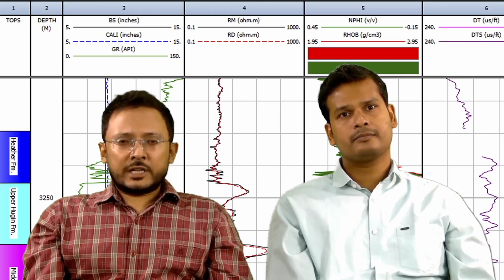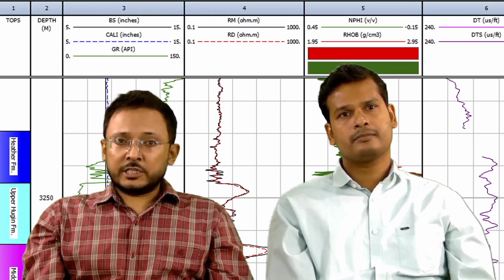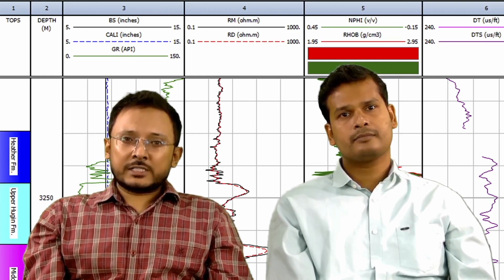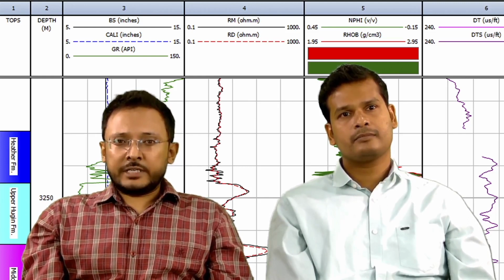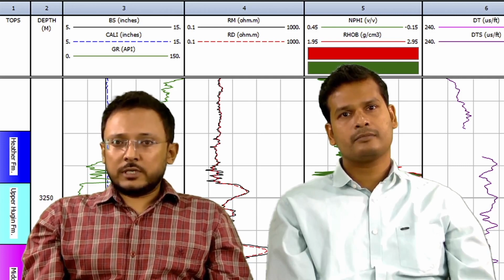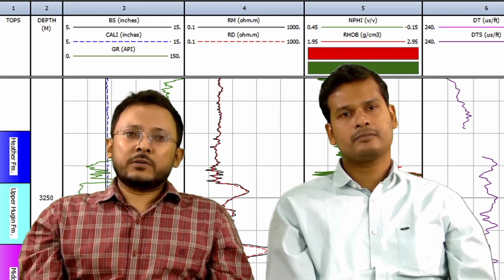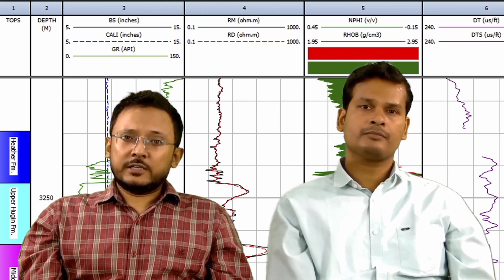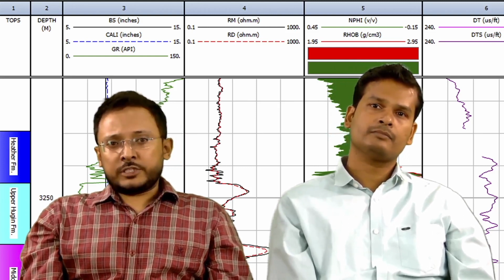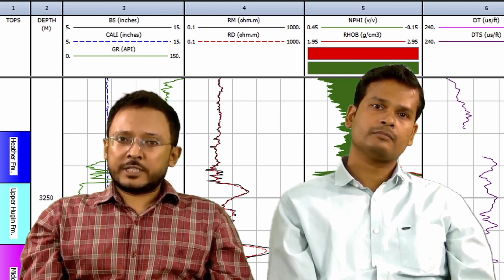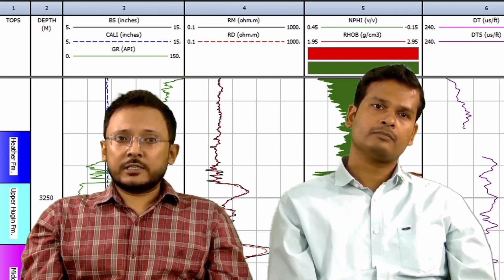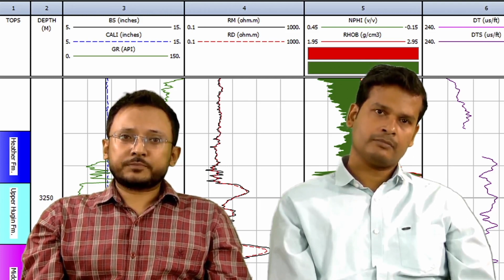Log interpretation, even though it is a science, has a substantial dose of subjectivity because it involves human interpretation of complex data obtained from various well logging tools. The interpretation can vary depending on the experience, training, and expertise of the interpreter. However, efforts are made to minimize subjectivity and ensure consistency in the interpretation process.